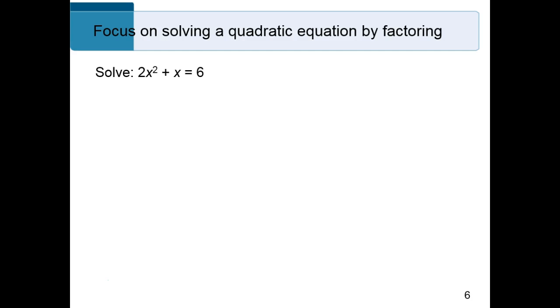Okay? So yes, our first step is to get my pen color changed. There it comes. Okay. So we'll subtract the 6 from both sides. What does that become now? 2x squared plus x minus 6 equals 0. Perfect. Now what? What's the F word? Factor. Okay.